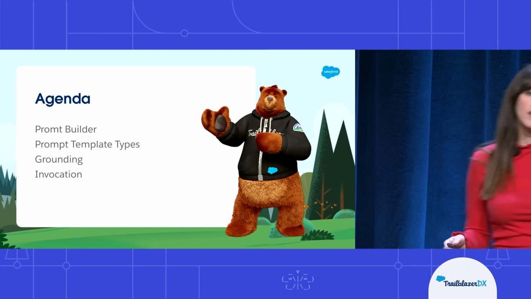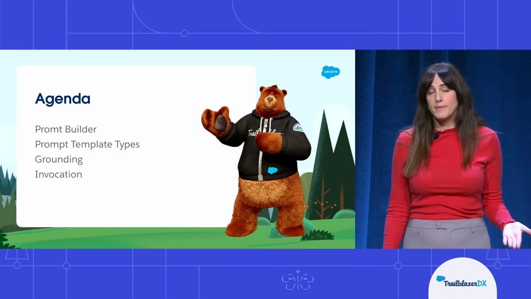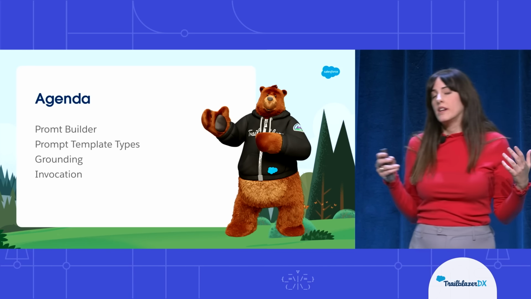So this is the agenda. We are going to take a look at Prompt Builder, and we are going to see why it has been created and which problems that it solves. Then we are going to dive deeper, and we are going to take a look at the different template types that you can create and how is that relevant for developers. Then we're going to see the different ways in which you can ground templates, give context to them. And finally, we're going to take a look at some entry points from which we can invoke our templates.